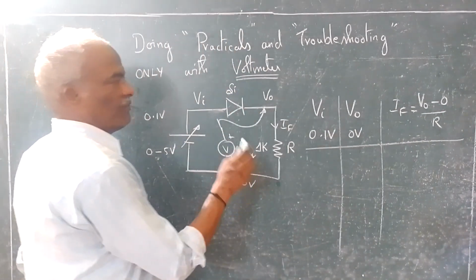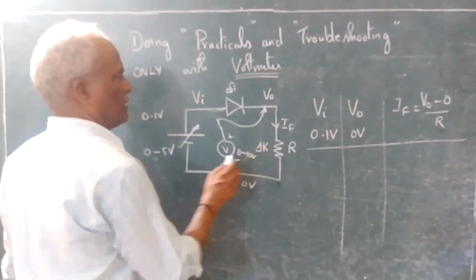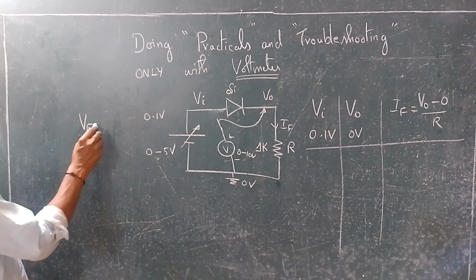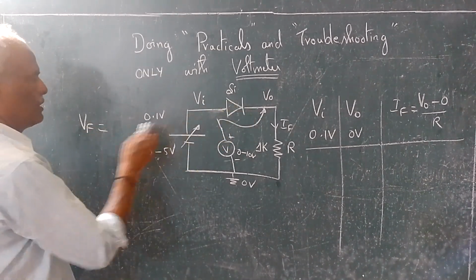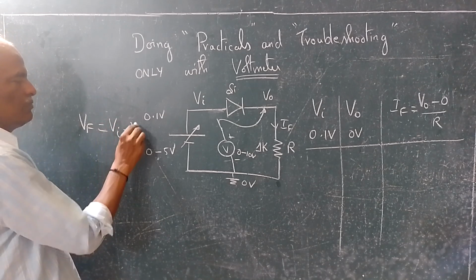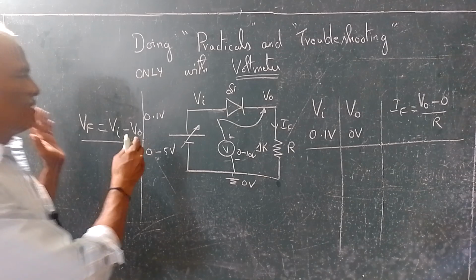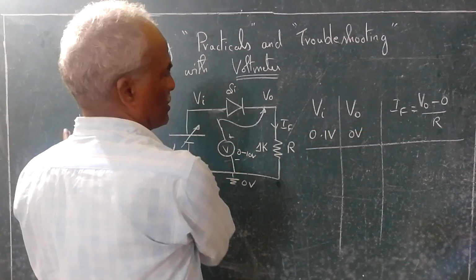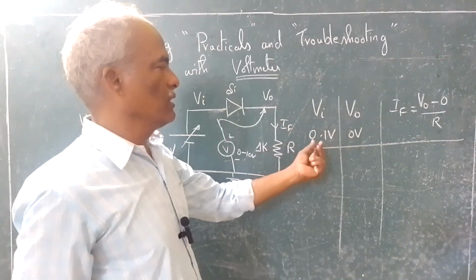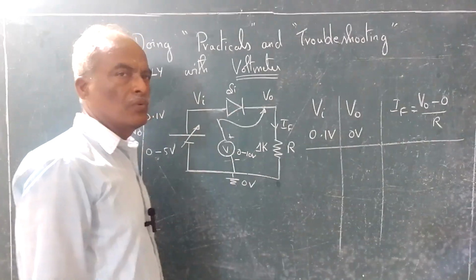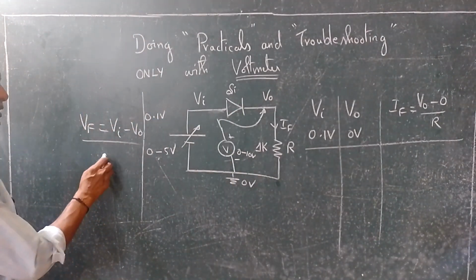Now how to find VF? The forward voltage, that you can also include in the same tabulation. VF is the forward voltage, which is nothing but V in minus V out. Since I don't have space here, I am writing here. So V in minus V out, that is 0.1 minus 0. So this is going to give you forward voltage as 0.1.